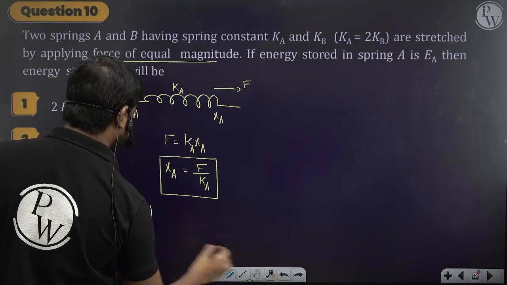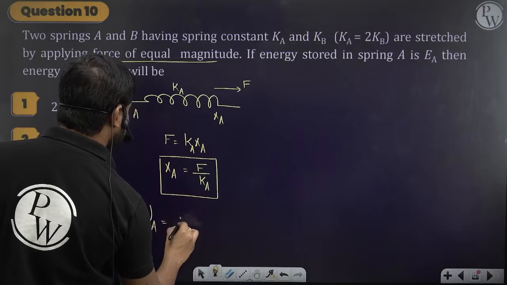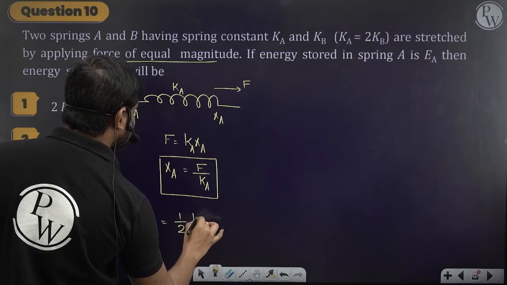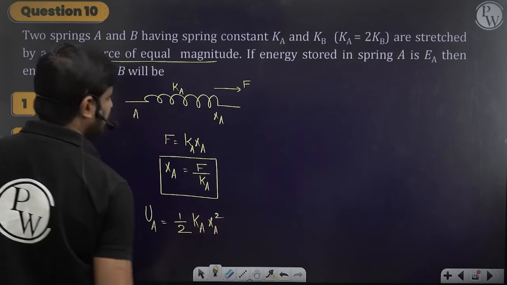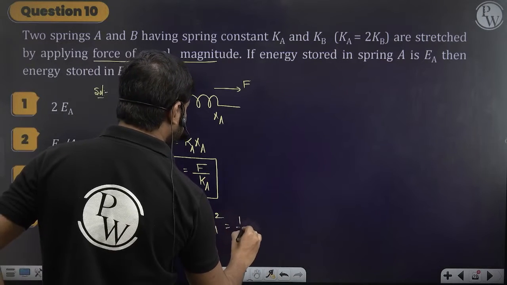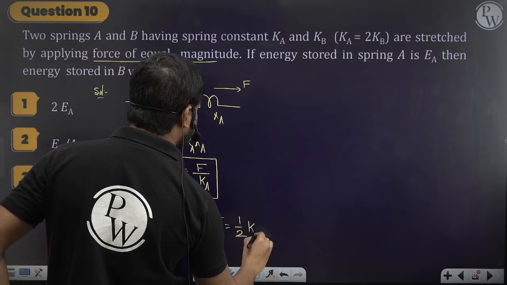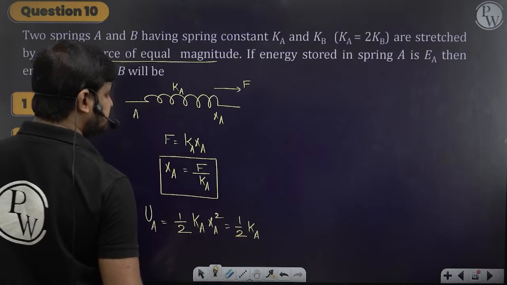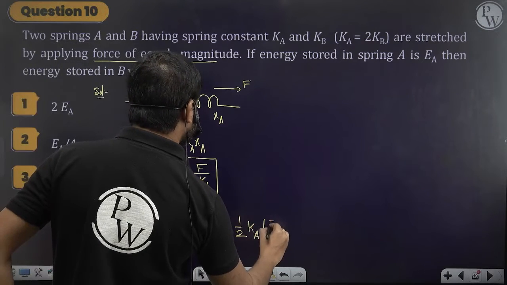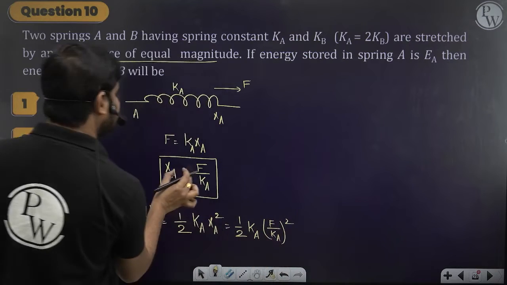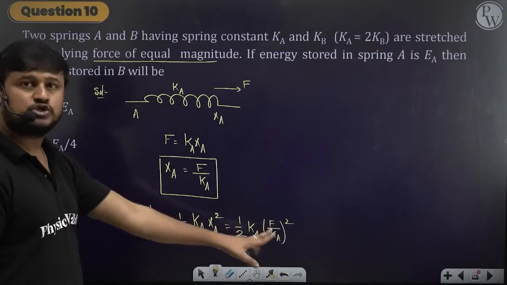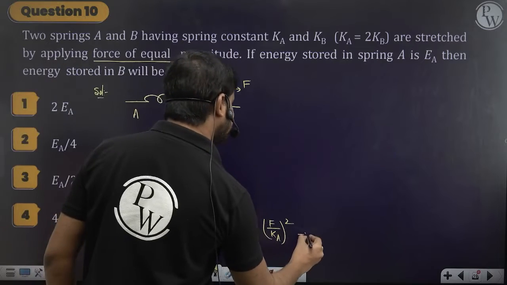So therefore, the potential energy stored in the first spring, let it be UA, is equal to half into Ka into XA whole square, right? It should be XA whole square. So which is nothing but half into Ka into, in place of XA, I am writing F by Ka whole square. Yes or no? The displacement is X equals F by Ka. So let it be equation number 1.